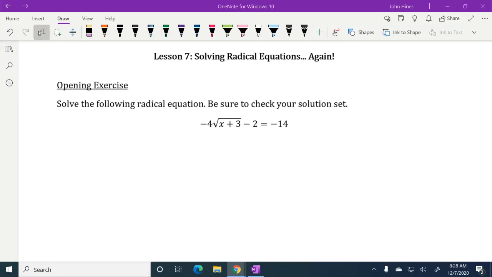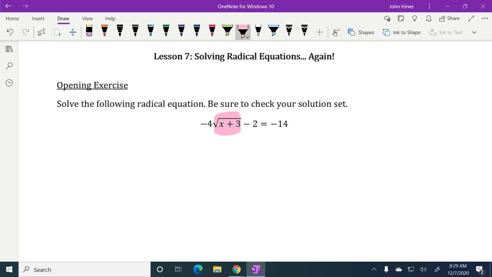Hi everybody, welcome to lesson 7 where we're going to keep solving radical equations. And what we're working on today is kind of a continuation of yesterday. So some of this lesson we already have done and we're going to finish it up. So let's jump to this opening exercise here of lesson 7 and let's solve this radical equation.